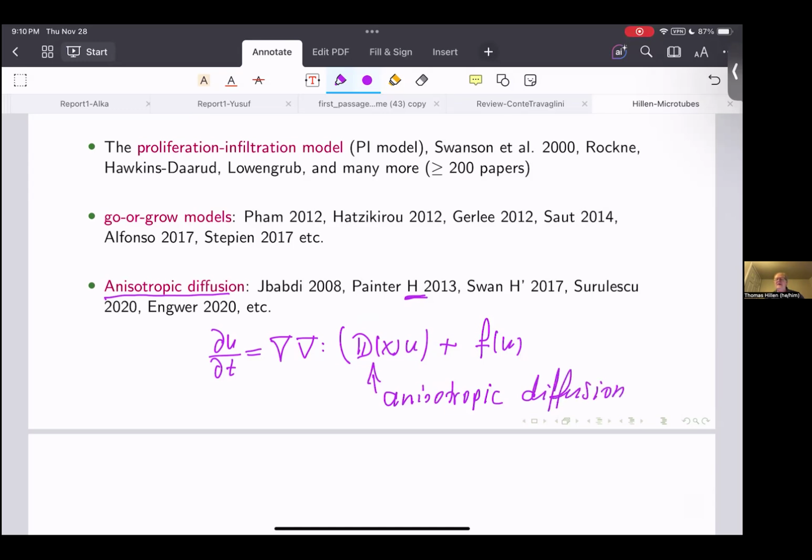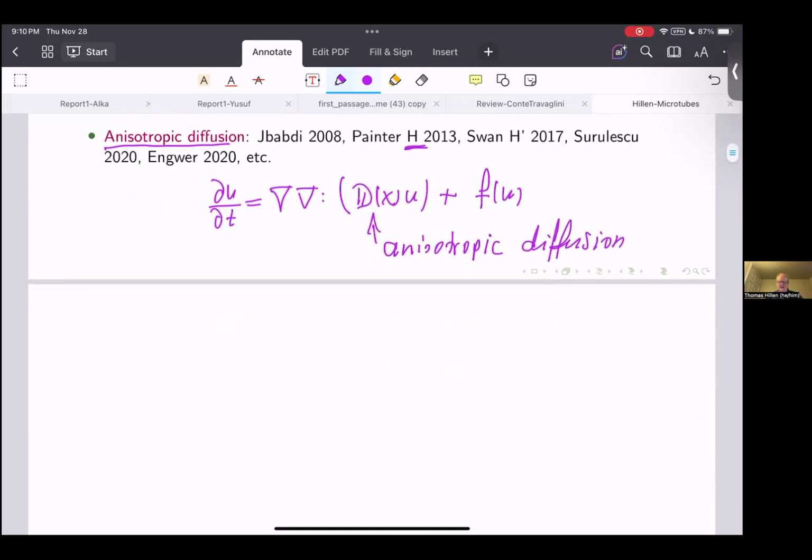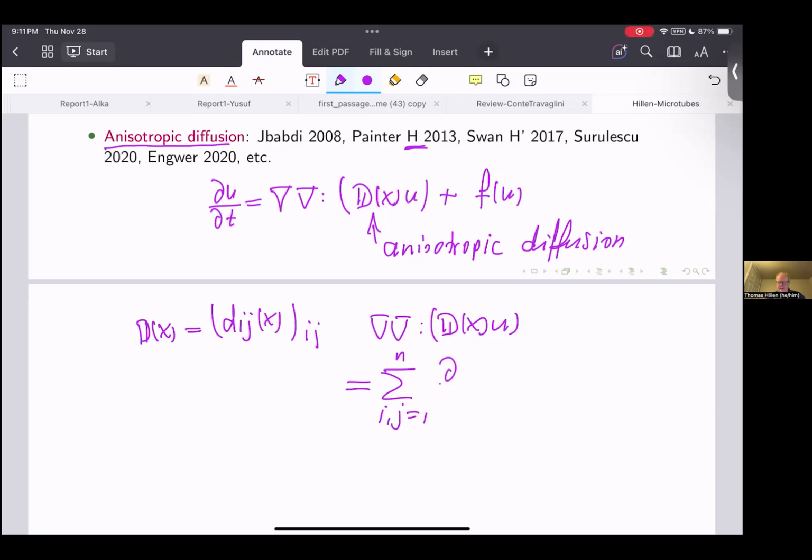And of course, I need to explain what this is. The experts among you will understand this very clearly. The diffusion term D of x is a matrix. So it has entries D_ij, which can depend on x. You should really imagine an n by n matrix. And then this colon product here, D of x, u, is a full second order derivative: the sum over i, j from 1 to n of d by dx_i, d by dx_j of D_ij of x times u.